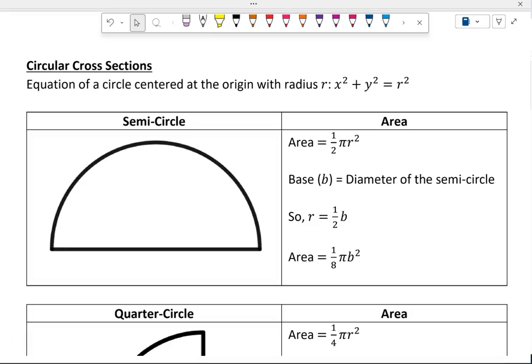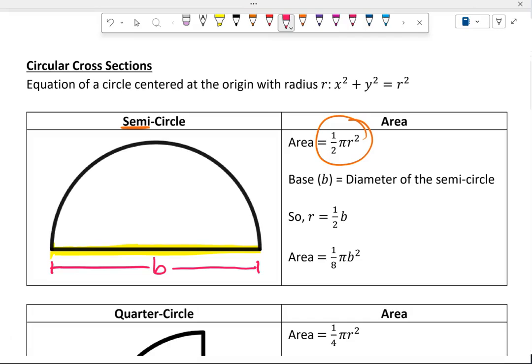A semicircle. How much of a circle is a semicircle? Yep. So that is why my area equation is half pi r squared. Now, for our cross sections, if you have a semicircle, then the entire diameter of the semicircle is your base. That whole thing is b, from there to there. So that diameter would be your top minus bottom, right minus left stuff going on.